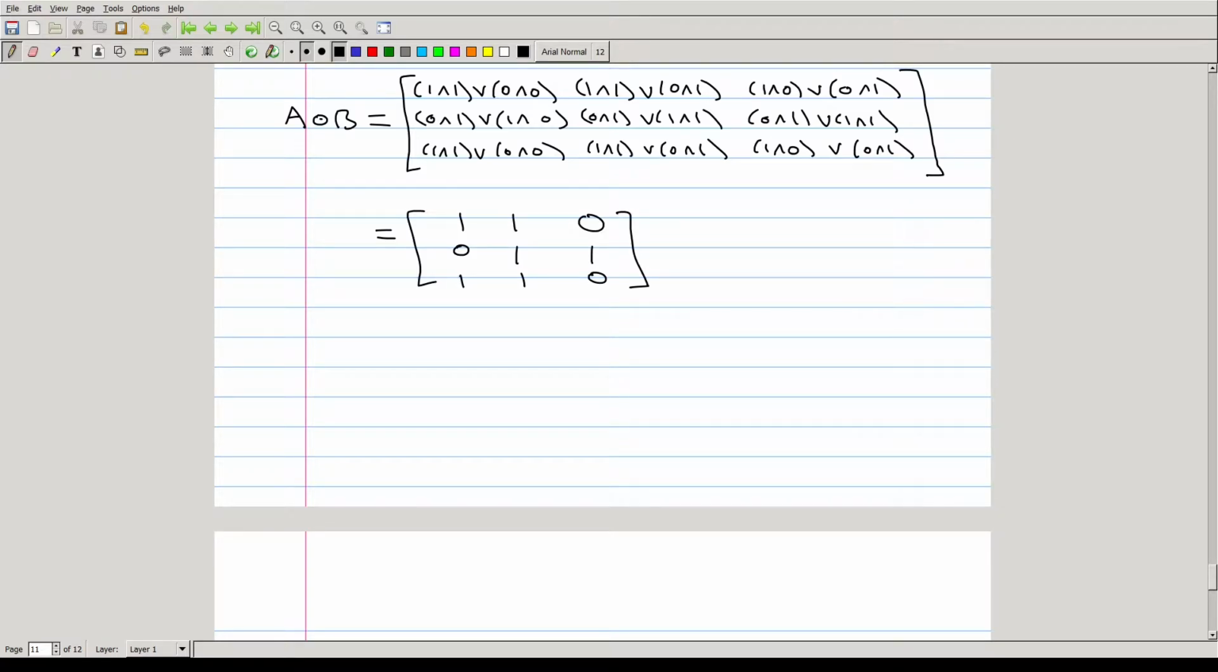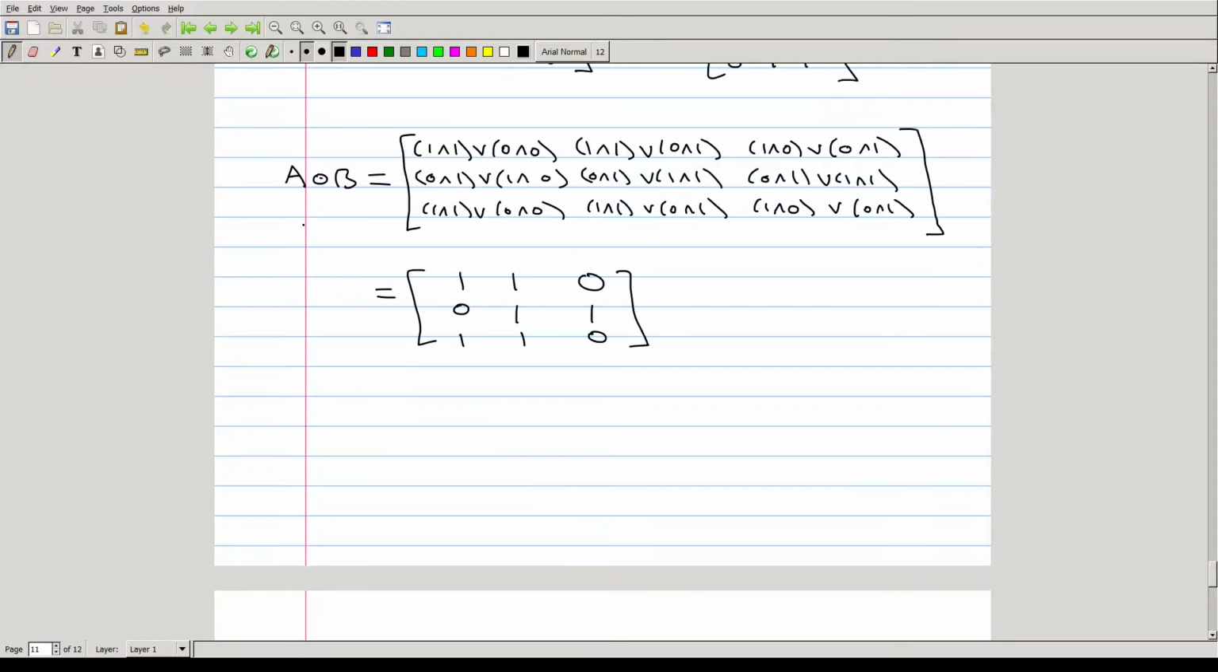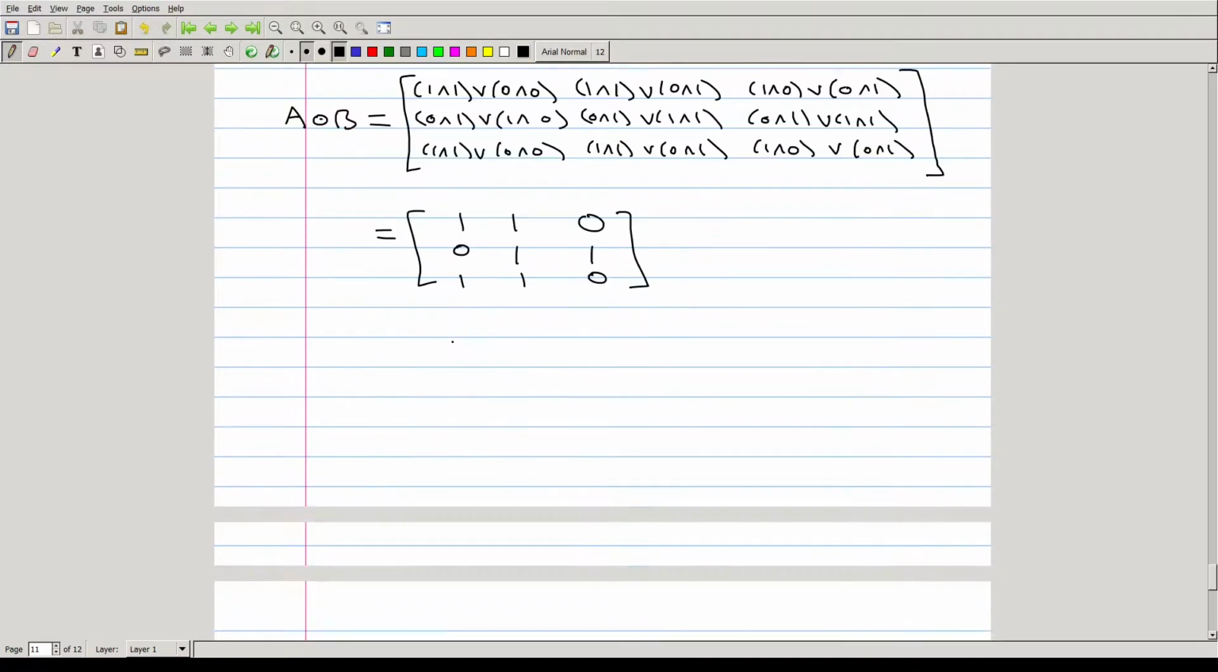So now that we've seen the definition of the Boolean product and we sort of better understand what it means to take the Boolean product of two general 0-1 matrices, we can now define the Boolean power of a single square 0-1 matrix.